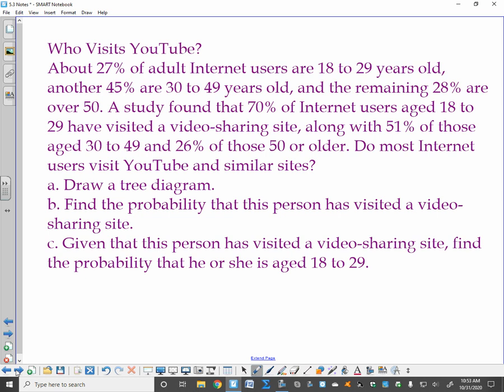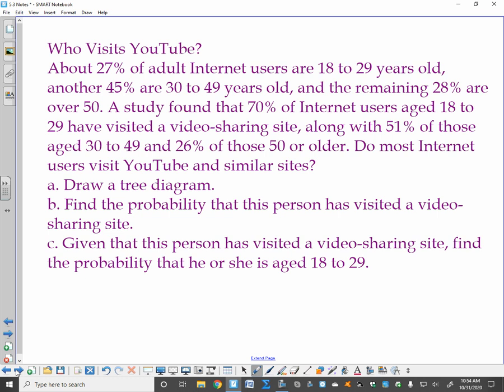Who visits YouTube? About 27% of adult internet users are 18 to 29 years old. Another 45% are 30 to 49, and the remaining 28% are over 50. A study found that 70% of the internet users from 18 to 29 have visited a video sharing site, along with 51% of the 30 to 49-year-olds and 26% of the 50 or older. Do most internet users visit YouTube and similar sites? Question says, draw a tree diagram, find the probability that a person has visited a video sharing site.